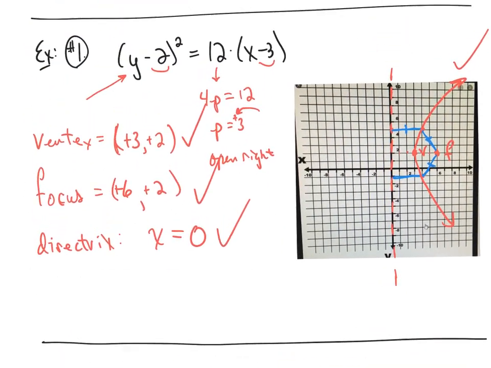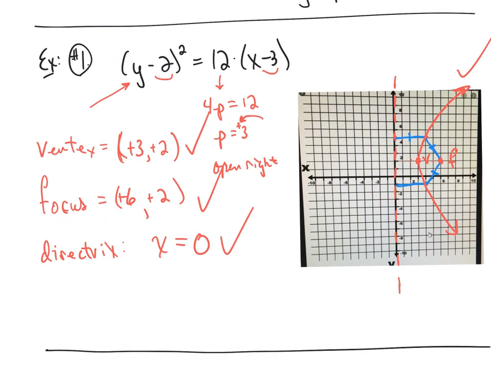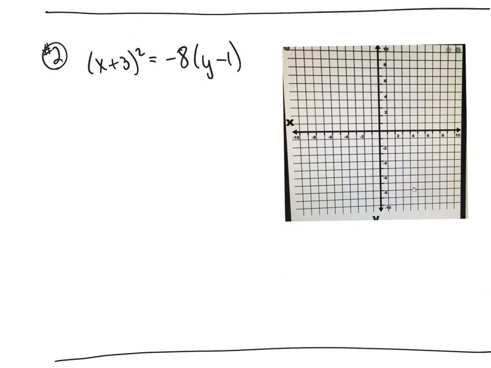By the way, sorry about that. My first example, I gave you the equation in standard form right off the bat. My second example, I'm giving you in standard form right off the bat. It matches up to your standard form equations. Okay, so the second example, x plus 3 quantity squared is equal to -8 times y minus 1.